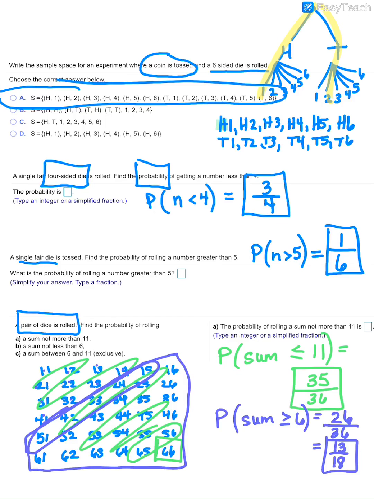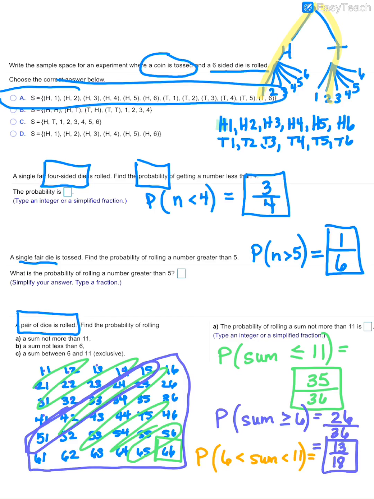Finally, the last part of this problem is asking me for the probability that the sum is between 6 and 11 exclusive. So exclusive means it does not include. So we want it to be greater than 6 and less than 11. And again, exclusive means does not include the 6 or the 11. If they want it to include those, they would use the term inclusive, I-N-C-L-U-S-I-V-E.